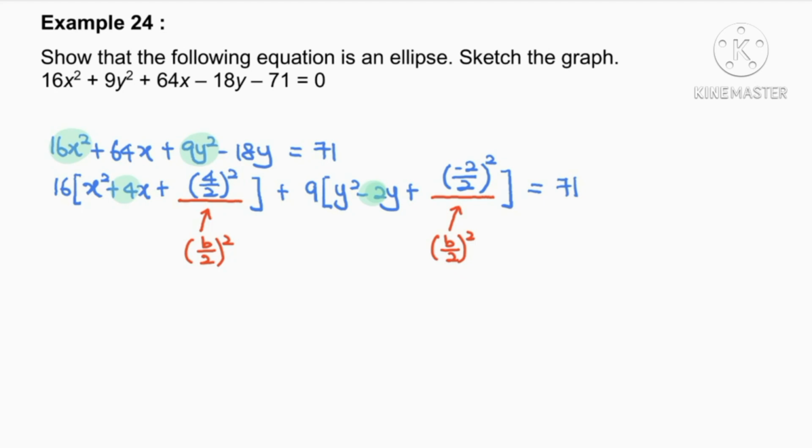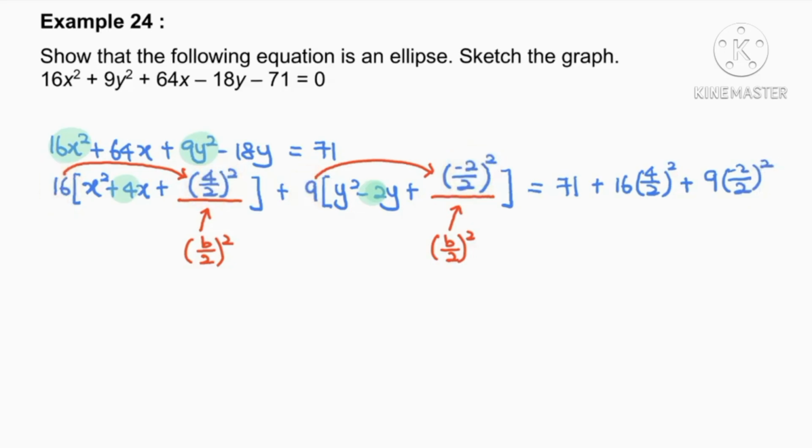Since we add two constants on the left, to make it balance, we must add those two constants on the right. So actually, we add 16 times 4 over 2 squared on the left, and also 9 times negative 2 over 2 squared. So on the right side, we put plus 16 in the bracket, 4 over 2 squared. Another one is plus 9 in the bracket, negative 2 over 2 squared.